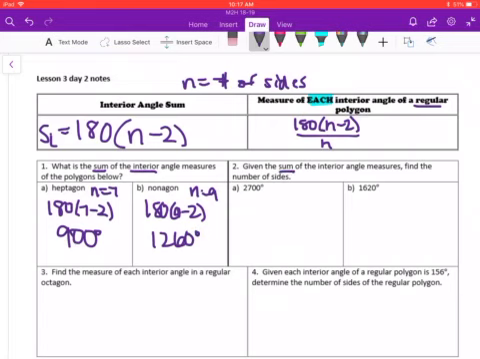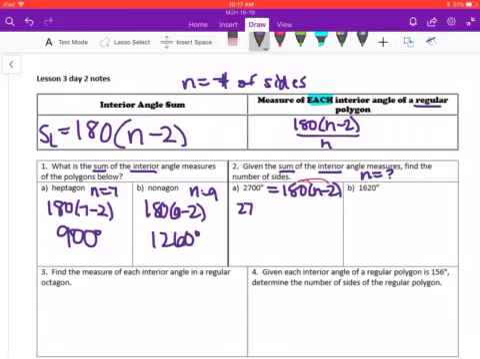I'm giving you the sum of the interior angle measures. You have to find the number of sides. So now we're looking for n. You don't know what n is. So that means you're going to set this equal to your equation, 180 times n minus 2. You have a couple options. You can distribute and then get the n by itself, or you can divide by 180. I'm going to show distributing.